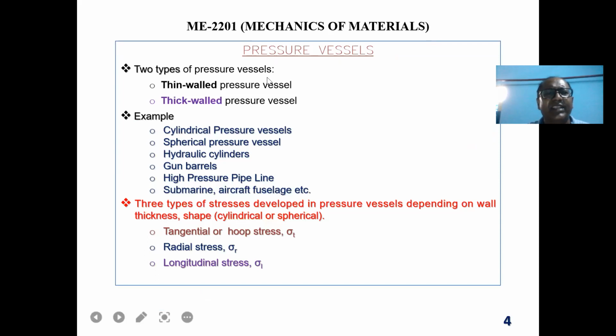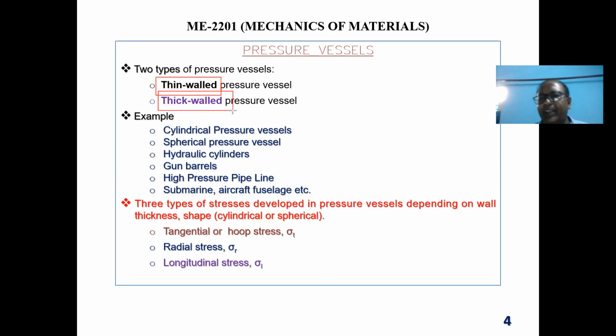Normally there are two types of pressure vessel. One is thin wall pressure vessel, the other one is thick wall pressure vessel. Thin and thick. Thin means ultra thin, Bangla, patla. Thick means thick wall, right? Mota wall.